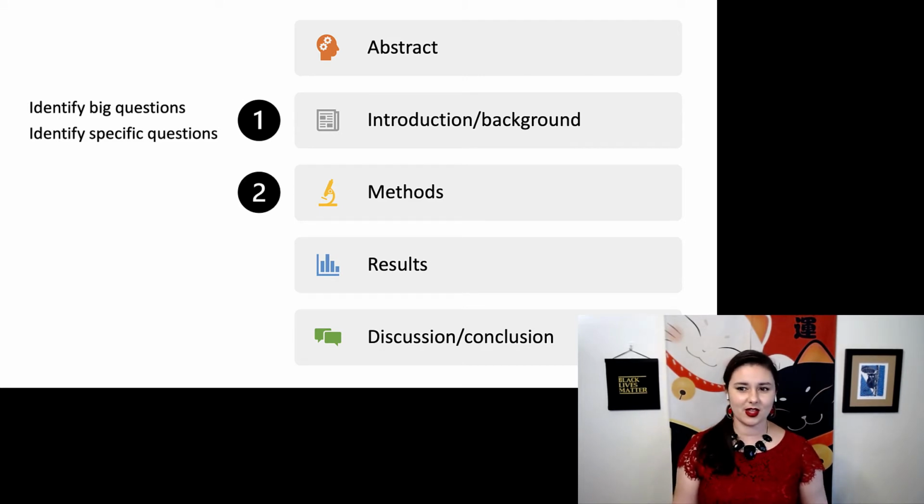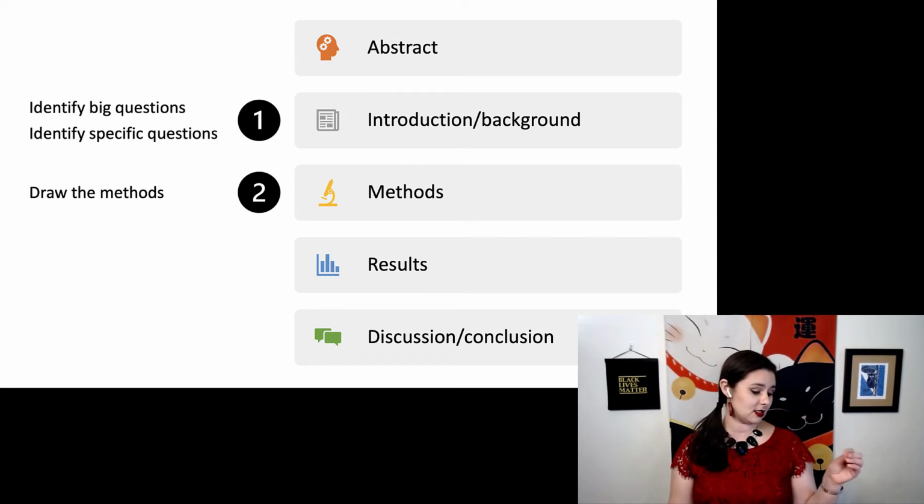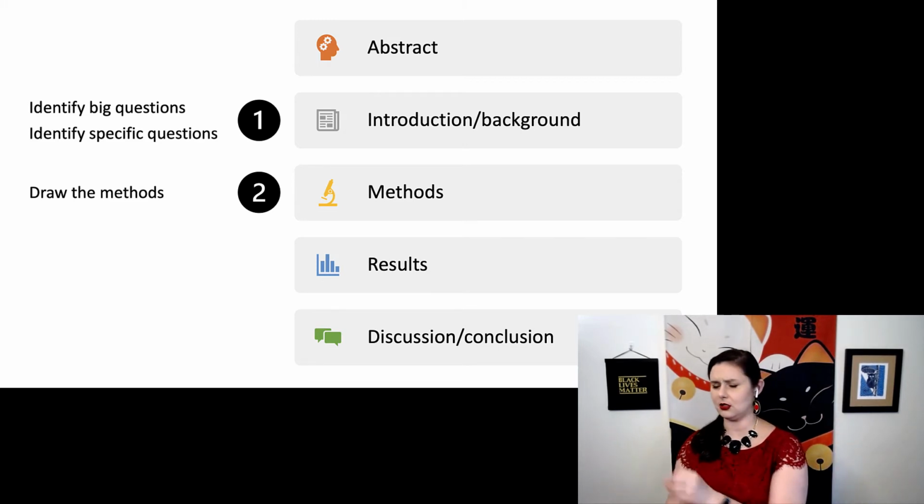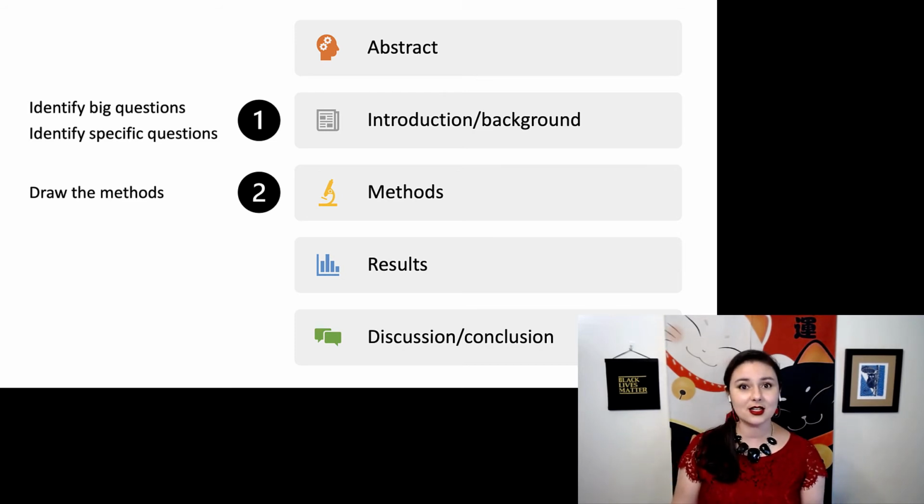Then, go to the methods. You want to understand how they went about trying to answer this question, especially when you are first trying to understand scientific papers and a specific field. Literally, draw the methods. Can you draw a flow chart? They did this thing, then they did this, and they did this. And that will help you visually understand the process of the experiment they went through.